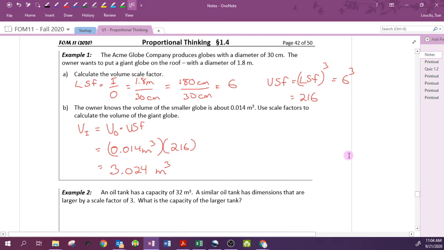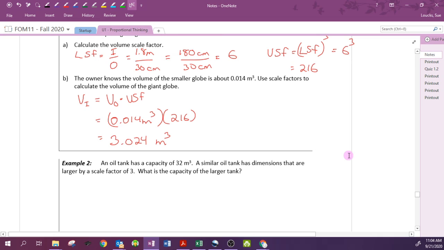Any questions so far? It's all the same process, right? It's the same thing we've been doing all along. It's just a matter of using the right scale factor. That's the thing. Figure out what's the scale factor you're given and what's the scale factor you need. That's the thing. Okay, example 2.